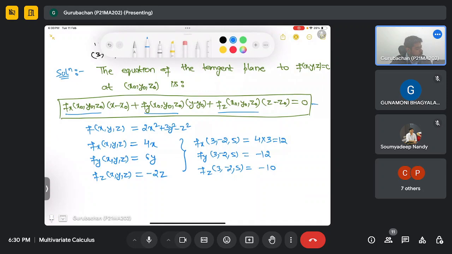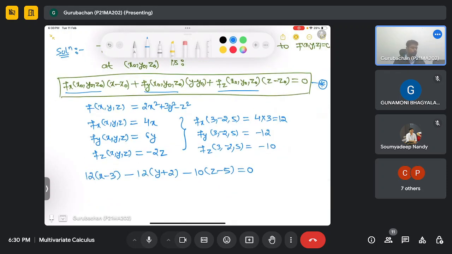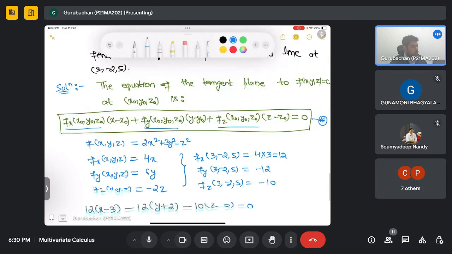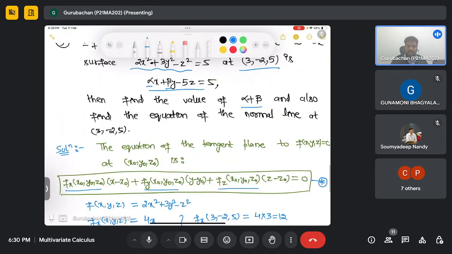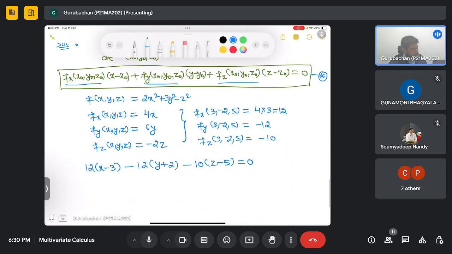You can say equation number star. So we will get 12 times x minus 3 minus 12 times y plus 2 minus 10 times z minus 5 equal to 0. So let us form this equation into the given form. Then we will decide what is alpha, what is beta, and what is their addition. So it will give us 12x minus 12y minus 10z.